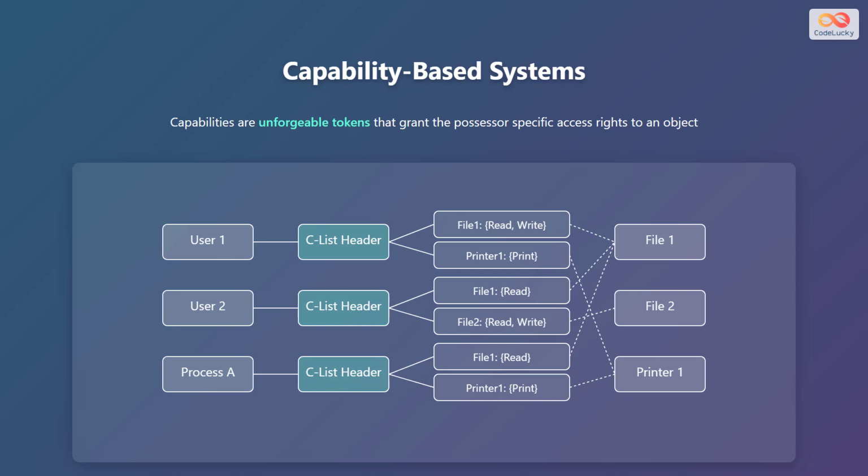and File 2 with read and write permissions. Process A's C-list header allows them to access File 1 with read permission and Printer 1 with print permissions. User 1 has access to File 1 and Printer 1. User 2 has access to File 1 and File 2. Process A has access to File 1 and Printer 1.